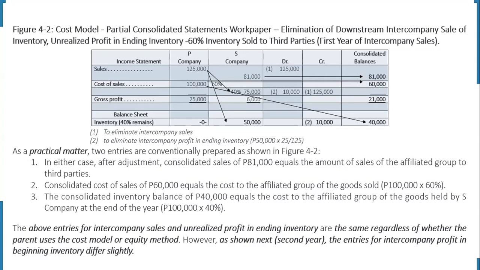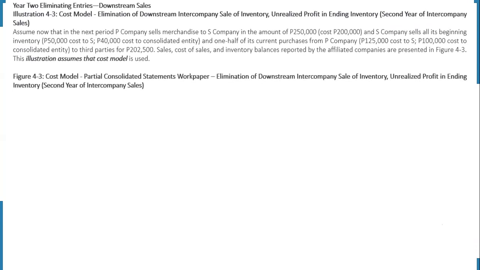Now, the above entries for intercompany sales and unrealized profit in ending inventory are the same regardless of whether the parent uses the cost model or equity method. However, as shown next, second year, the entries for intercompany profit in beginning inventory differ slightly. Now we have year 2 eliminating entries, still in connection with downstream sales. In figure 4-3, still with the cost model, elimination of downstream intercompany sale of inventory, unrealized profit in ending inventory, second year of intercompany sales.